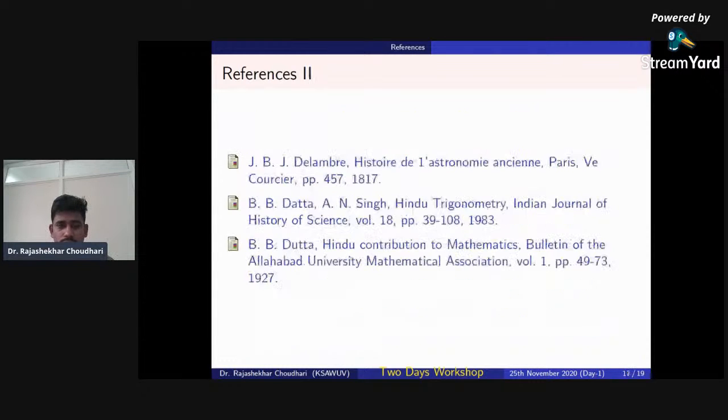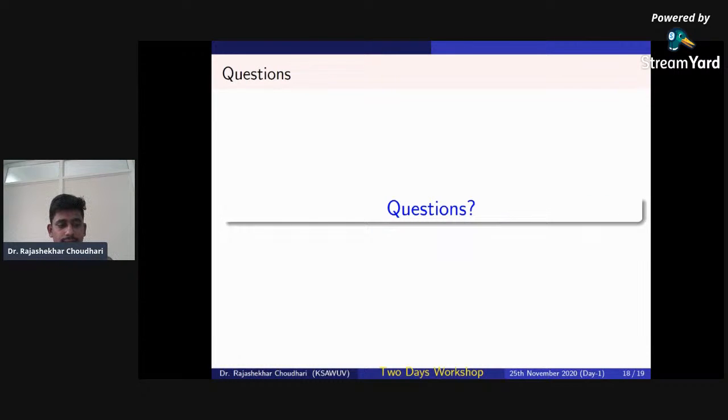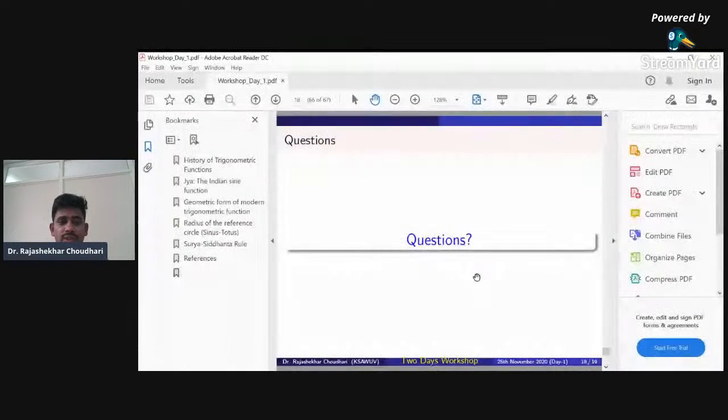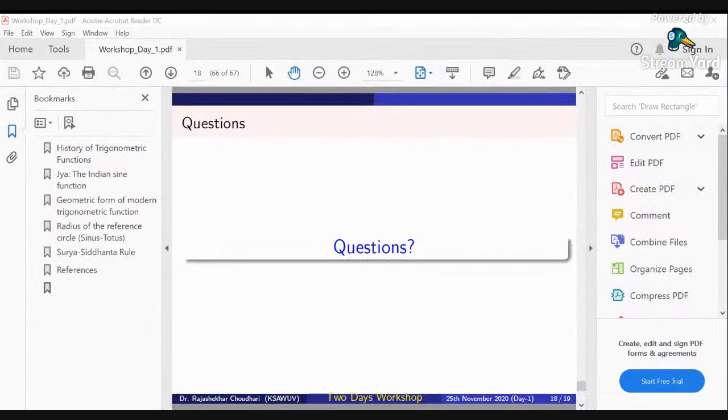Now we'll quickly move on to the questions. If participants have any questions, let us take them. I have already received a couple of questions from the participants. So we have received 2 questions. The first question is asked by Shruti: what are the other values chosen for R apart from 3438?